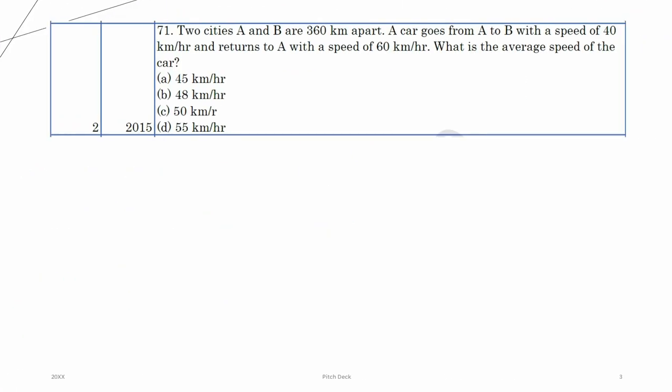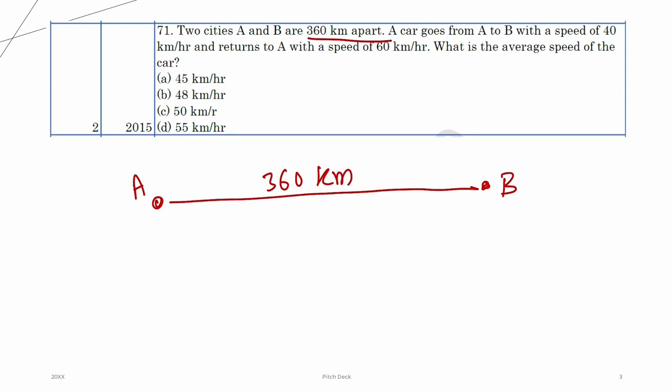Two cities are 360 kilometers apart from each other. Two cities means, again, Delhi and Mumbai, and these are 360 kilometers from each other. A car goes from A to B at the speed of 40 kilometers per hour and returns from B to A at the speed of 60 kilometers per hour. What is the average speed?